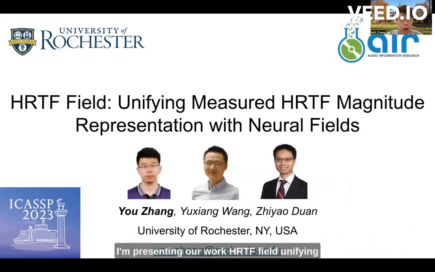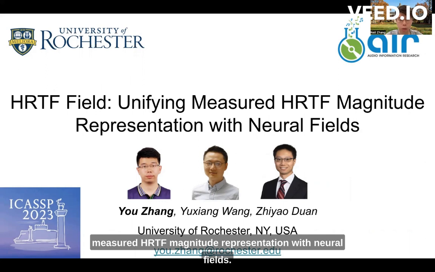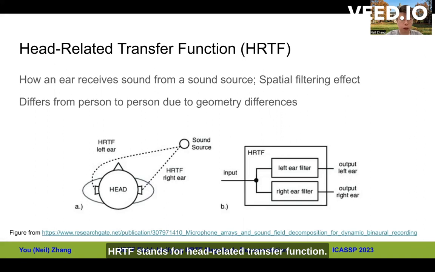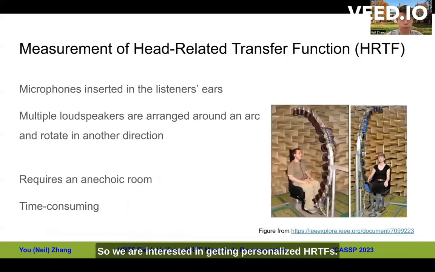Hi everyone, I'm presenting our work, HRTF Field: Unifying Measured HRTF Magnitude Representation with Neural Fields. HRTF stands for Head-Related Transfer Function. It describes how an ear receives sound from a sound source. To be more specific, mathematically it describes spatial filtering effects introduced by our torso, head, and ear shape. It also differs from person to person due to geometry differences. So we are interested in getting personalized HRTFs.